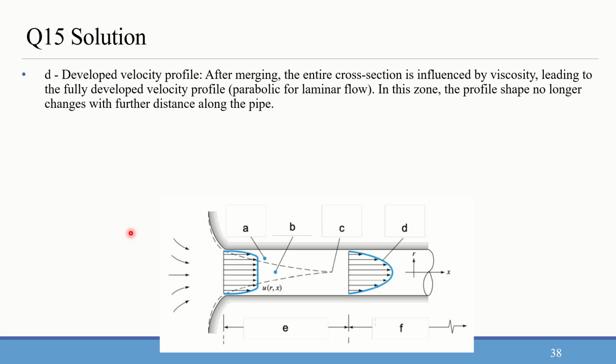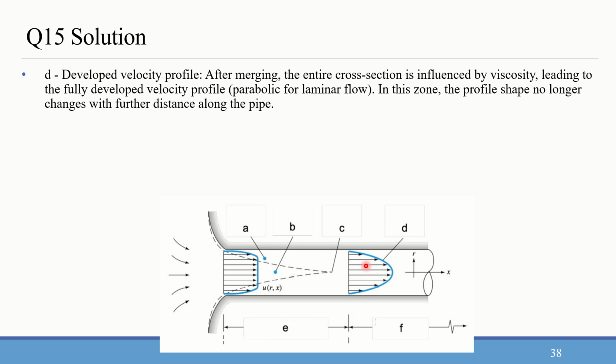D is the developed velocity profile, the fully developed profile. After merging, the entire cross section is influenced by viscosity, leading to the fully developed flow profile. And this is parabolic for the laminar flow. So here we are seeing a parabolic profile, right? It is for the laminar flow. The profile shows no longer any changes.